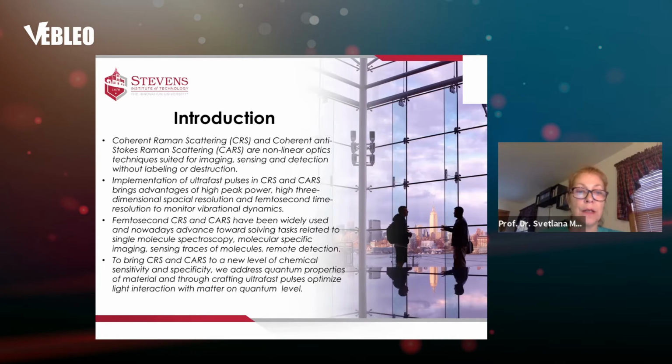To bring coherent Raman scattering and CARS spectroscopic techniques to a new level of chemical sensitivity and specificity, we address quantum properties of material and, through crafting ultrafast pulses, optimize light interaction with matter on quantum level.